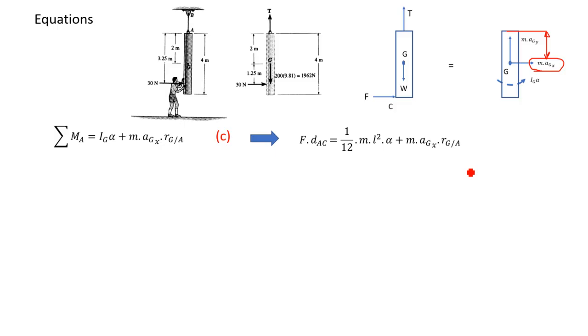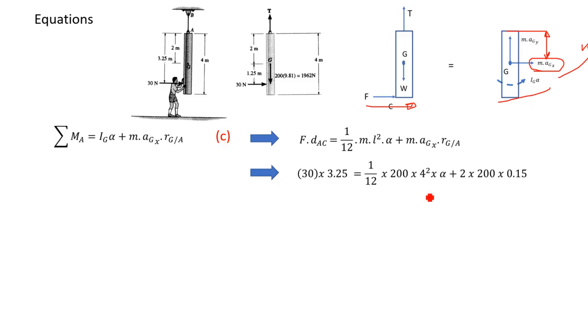So by solving this one, we can come to the conclusion that force multiplied by the distance is equal to the IG multiplied by the alpha, plus mass multiplied by the AGX multiplied by this distance. Analyze the direction. This one will go counterclockwise, this one will go counterclockwise, and that one going counterclockwise. So all going to be positive. Putting these values in this equation, the alpha is going to be the only unknown I have.